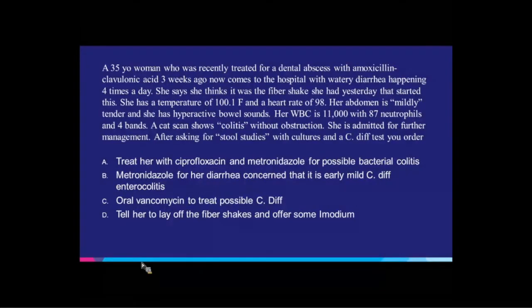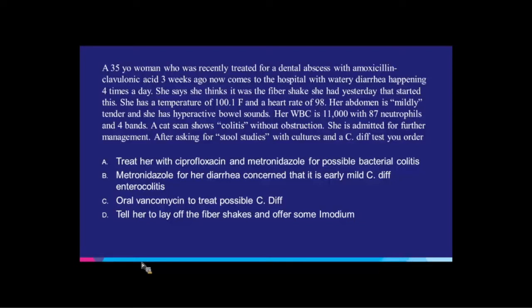In the past, I've gotten tied up in questions, so I'm going to wait for all questions at the end, and then feel free. A 35-year-old woman recently treated for a dental abscess with amoxicillin clavulanic acid 3 weeks ago, now comes to the hospital with watery diarrhea happening 4 times a day. She says she thinks it was the fiber shake she had yesterday that started this. She has a temperature of 100.1 degrees Fahrenheit and a heart rate of 98. Her abdomen is mildly tender, and she has hyperactive bowel sounds. Her white blood cell count is 11,000 with 87% neutrophils and 4 bands. CAT scan shows colitis without obstruction. She is admitted for further management.